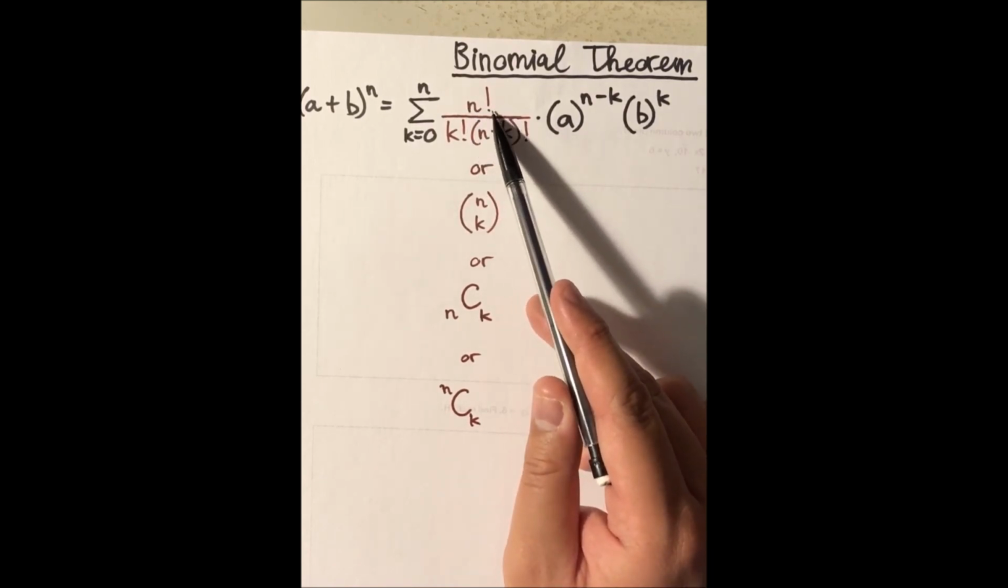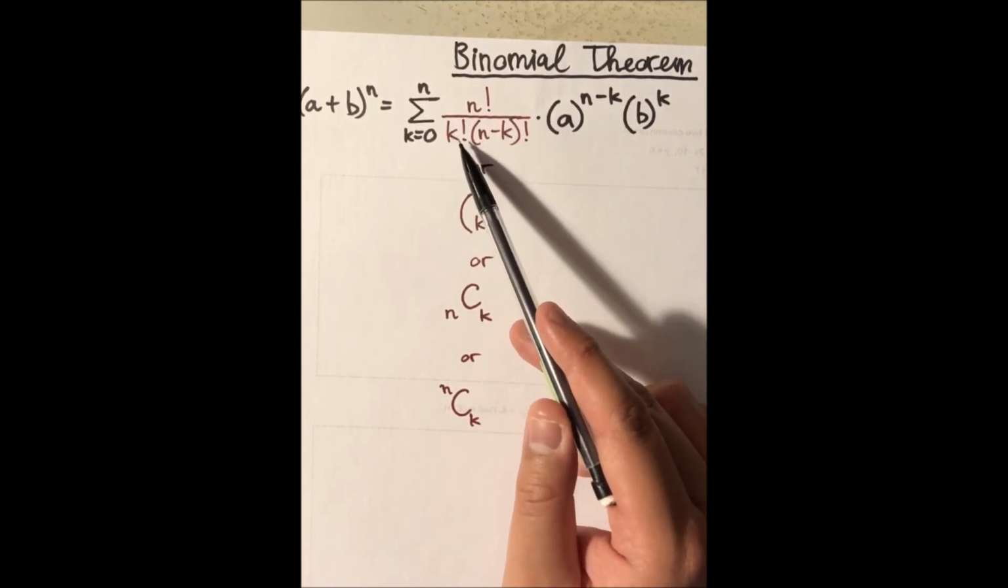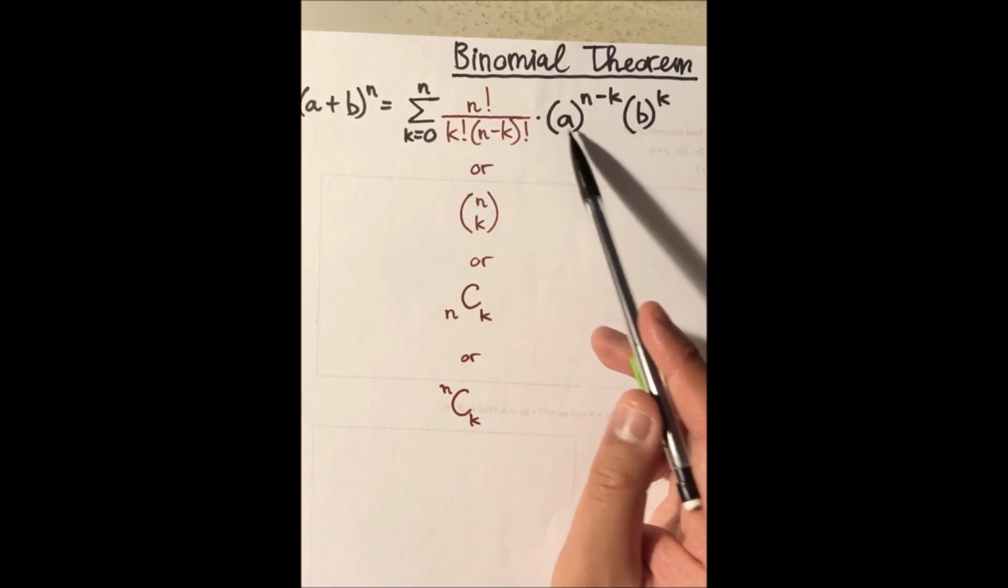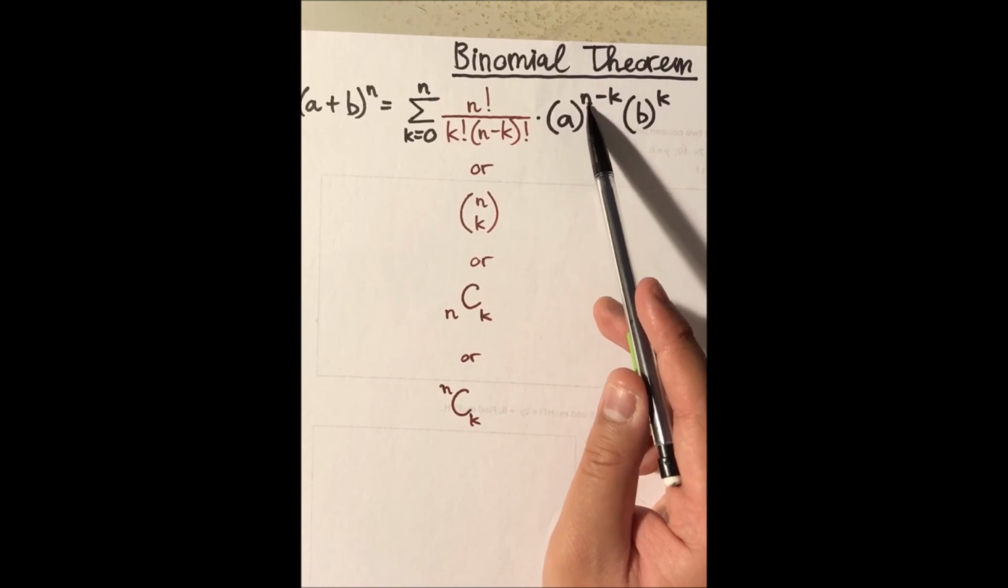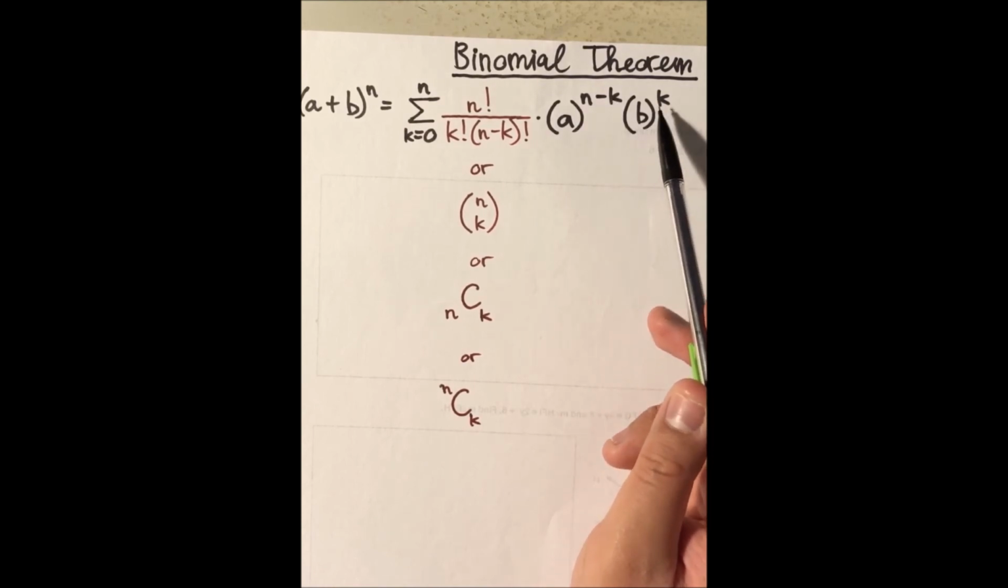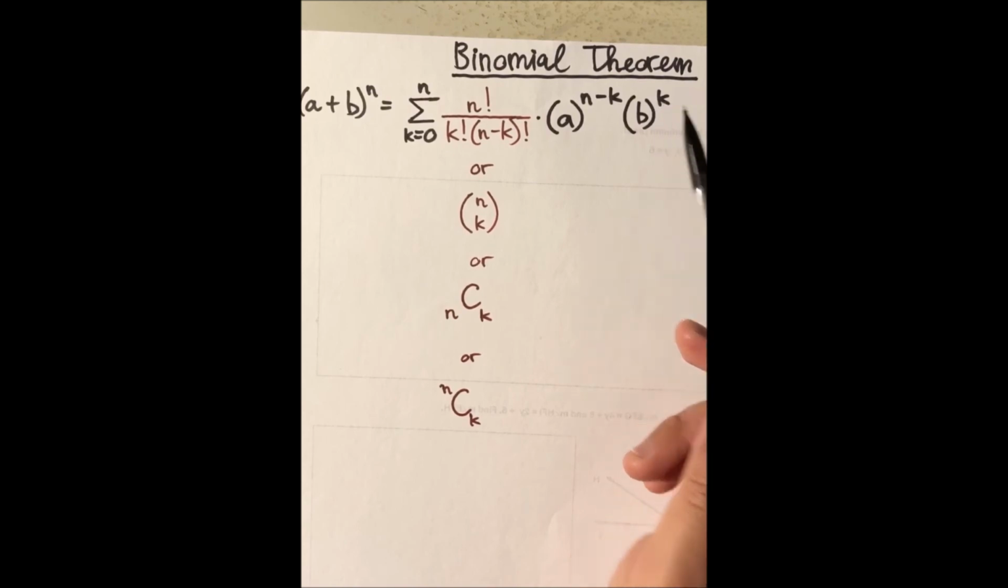It is read as n factorial divided by k factorial multiplying by n minus k factorial, multiplying the first term a raised to the n minus k exponential power, multiplying the second term b raised to the exponential power k.